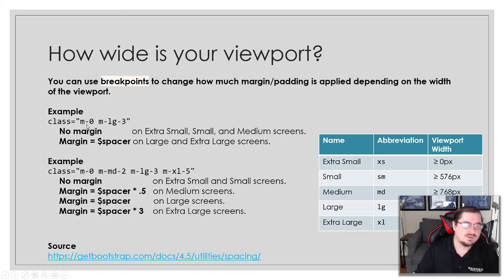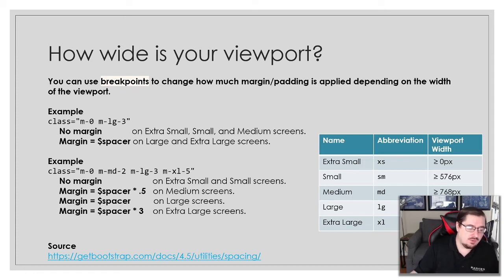So here I might say M0, that's my base, right? So my base on small devices and extra small devices all the way up through medium, we're going to have no spacing. And then I'm going to override that at large. So at large or bigger, we're going to have 1 rem of spacing. So the combination of these two says for small devices, you'll notice that there's no prefix because that's the default, that there's no margin. And then for larger, bigger, we have 1 rem of margin. I can add more breakpoints in here if I want to. So maybe I want to make that change a little bit more gradual.